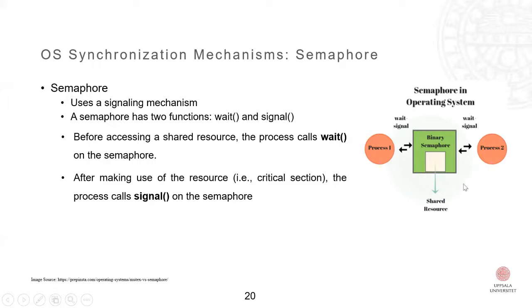Imagine process 2 in this case was using this shared resource. Whenever that process is done using this shared resource, it will call the function signal. Then it is like releasing this resource. So when it releases it, it will allow the first process that was waiting to come and use this resource. So there are these two mechanisms which allow the operating systems to protect shared resources.